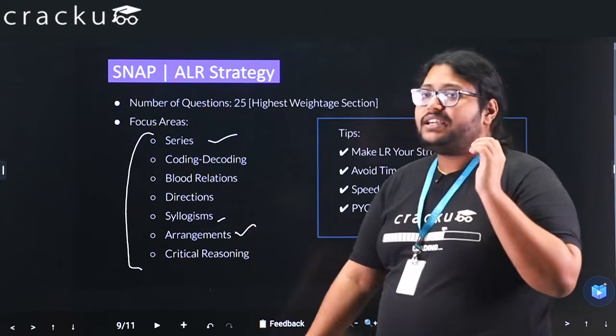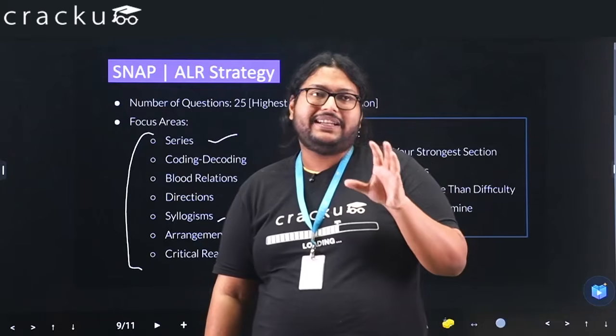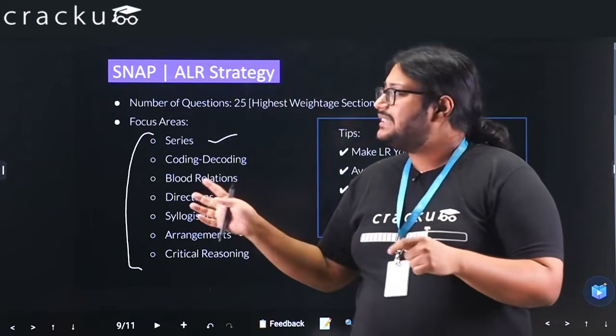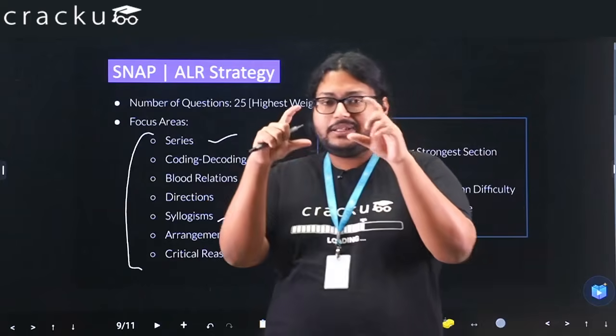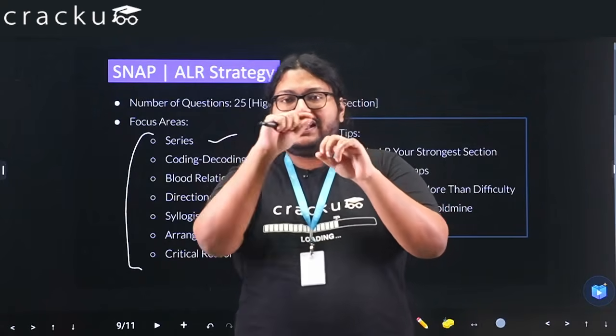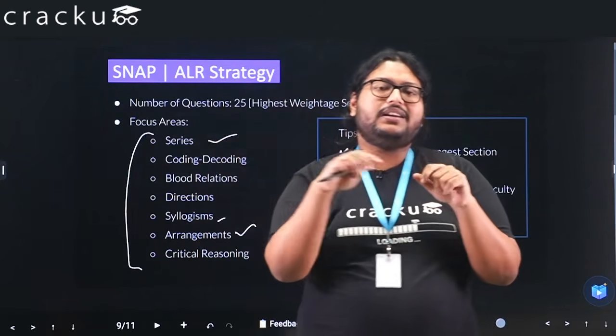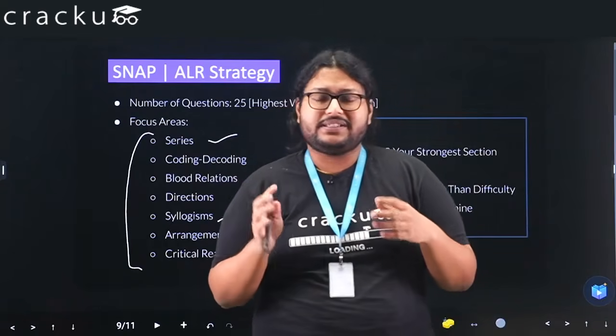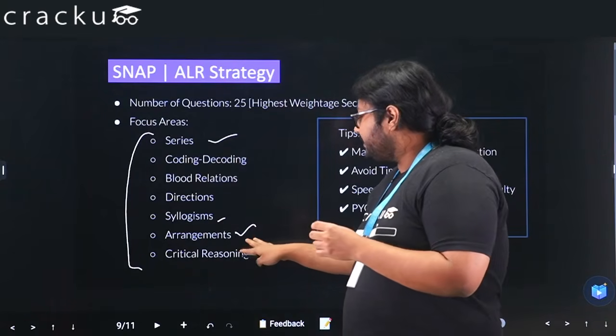Arrangements are not the same as the ones you get in CAT. CAT arrangement sets are pretty big. These are one question sets. Like 2 or 3 conditions are given. They're usually linear arrangements. Sometimes they can give circular arrangements as well, but mostly they're linear arrangements.